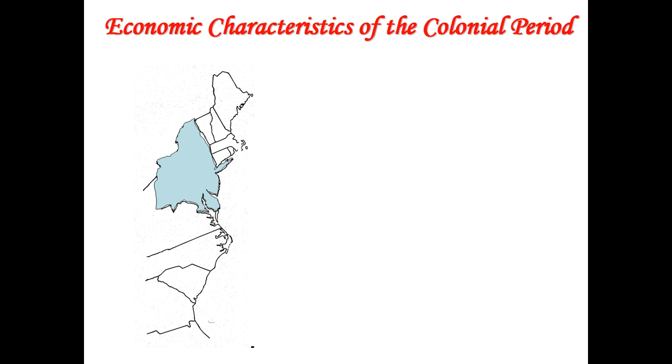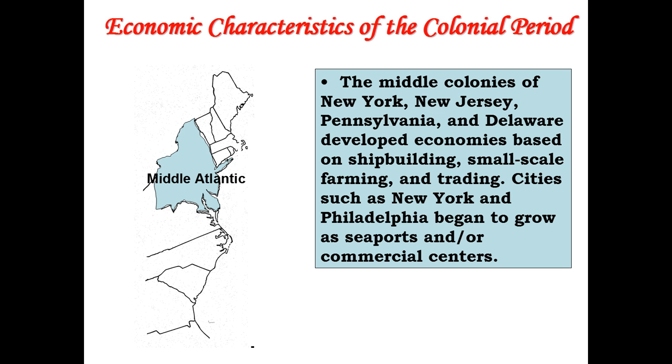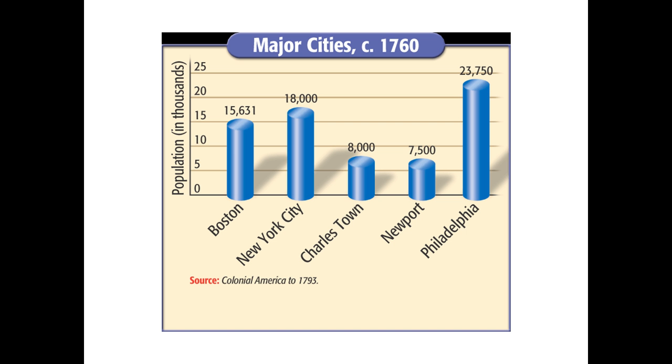The middle colonies of New York, New Jersey, Pennsylvania, and Delaware developed economies based on shipbuilding, small-scale farming, and trading. Cities such as New York and Philadelphia began to grow as seaports and/or commercial centers. So this graphic shows you that in 1760, our two biggest cities in the colonies were both in the middle colonies, Philadelphia and New York City. And this is simple geography. Philadelphia and New York have very wide, deep rivers which allowed lots of ships to go through. And it promoted trade.